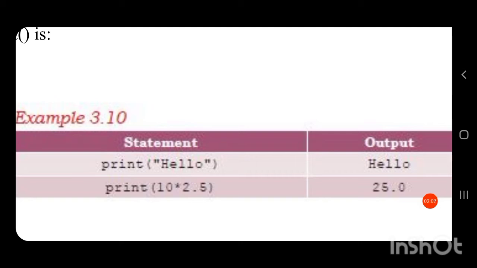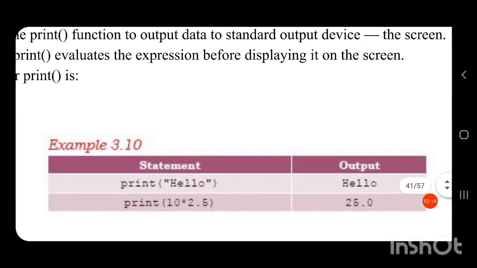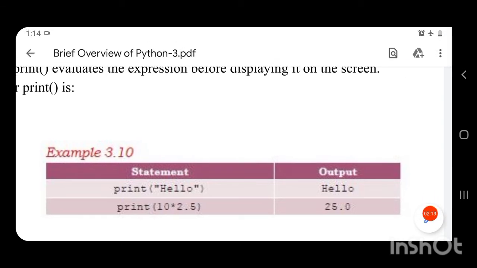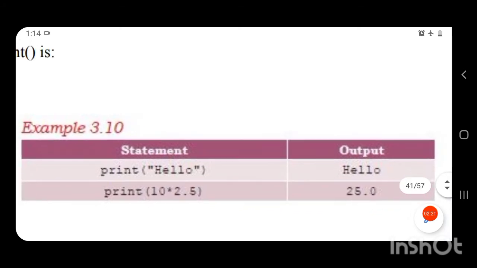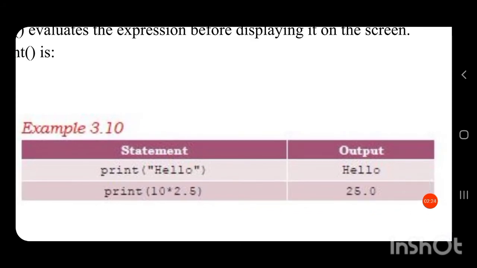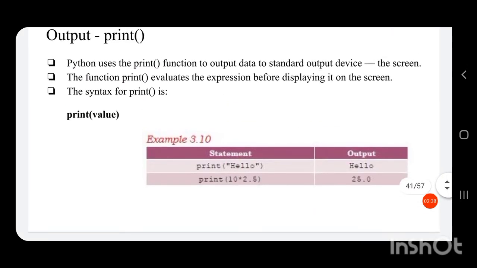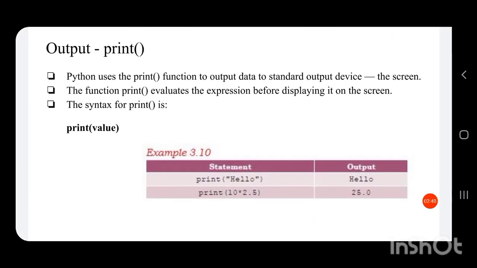So what the print function will do is evaluate it, that is, calculate its value, and print the output. That is, 10 times 2.5 is 25. It just prints the value, 25. You can see it is 25.0 because 2.5 is a floating point number, so automatically the output will also be a floating point number. So let us see how this print function works.